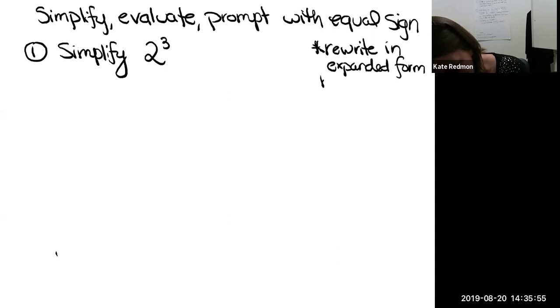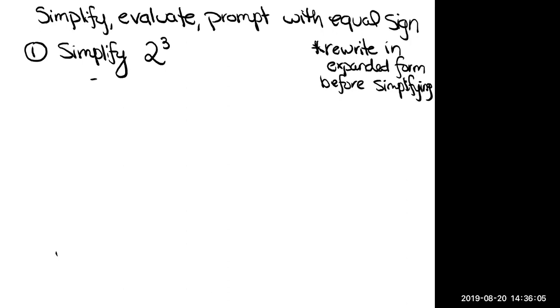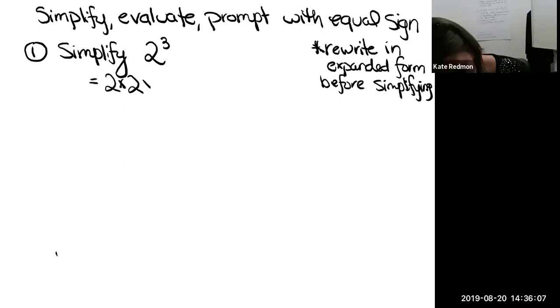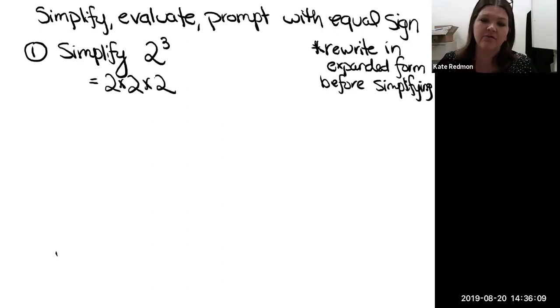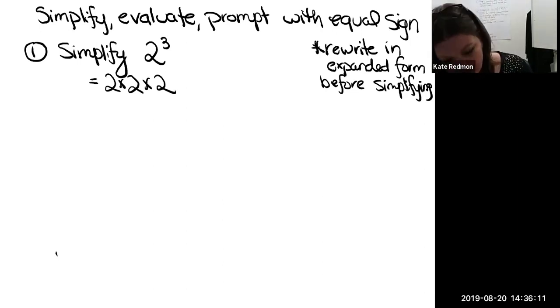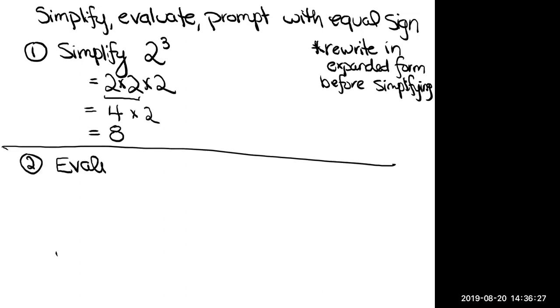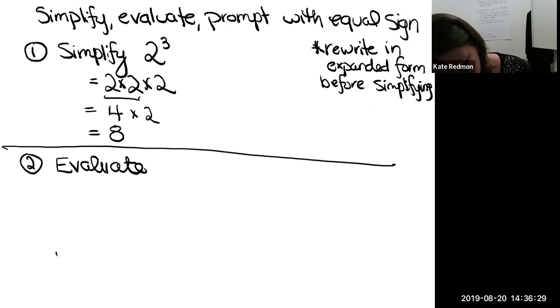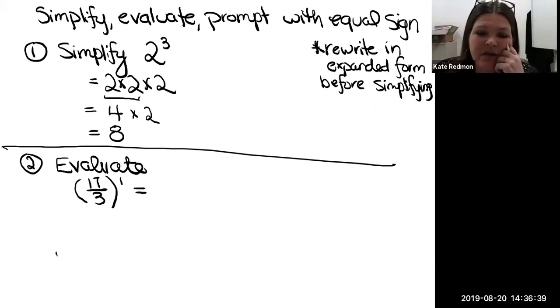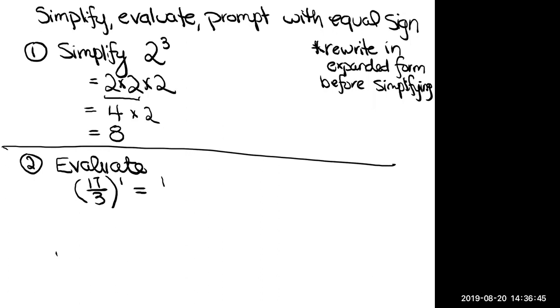Okay, so let's rewrite this in expanded form. How did we say that 2 to the 3rd power would look if it was in expanded form? 2 times 2 times 2, 3 times. Exactly. Not 2 times 3, but 2 times itself 3 times. And if I were to simplify something like this, 2 times 2 is 4. And if I were to multiply that by the last 2, of course, I would get 8. I'm about to be a brat and see if I can intimidate you. 17 over 3 raised to the first power. What would I get? 17 over 3. Thank you. The first power does nothing.